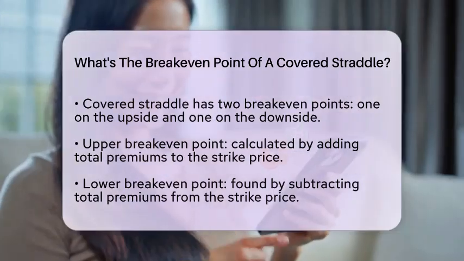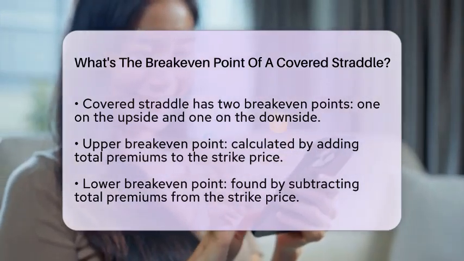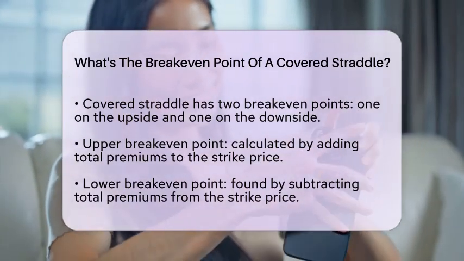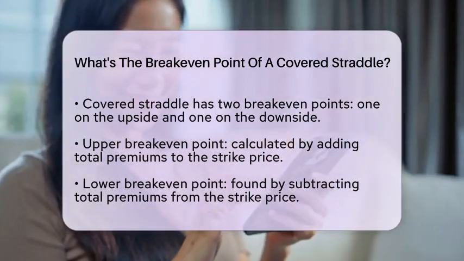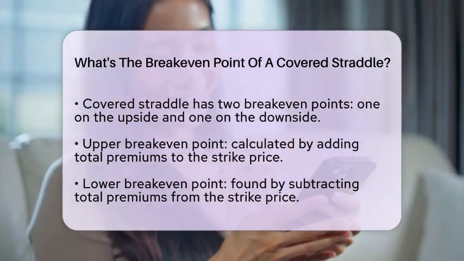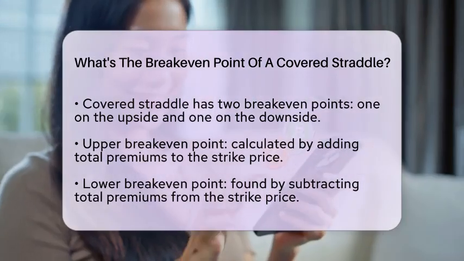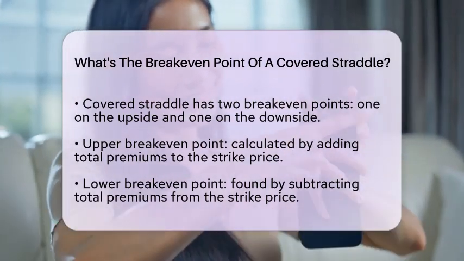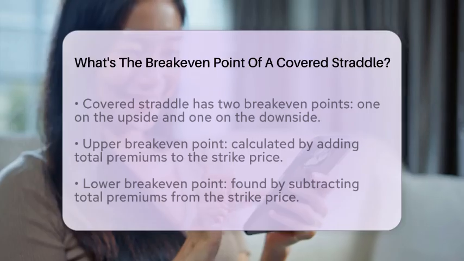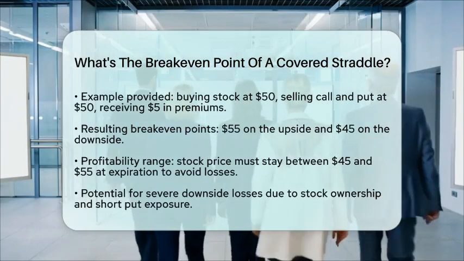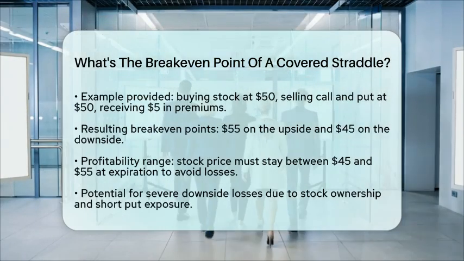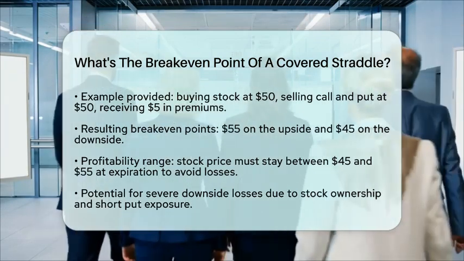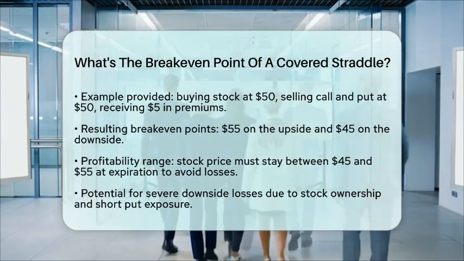For example, if you bought stock at $50, sold a call and a put both with a strike price of $50, and received $5 in total premiums, your break-even points would be $55 on the upside and $45 on the downside. If the stock price stays between $45 and $55 at expiration, you keep the premiums and avoid losses.